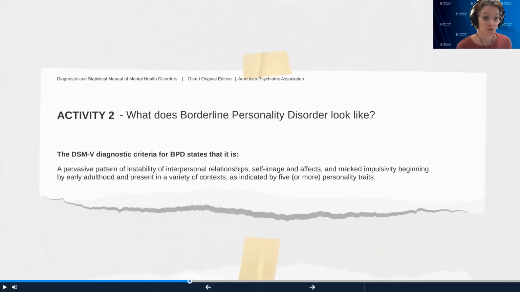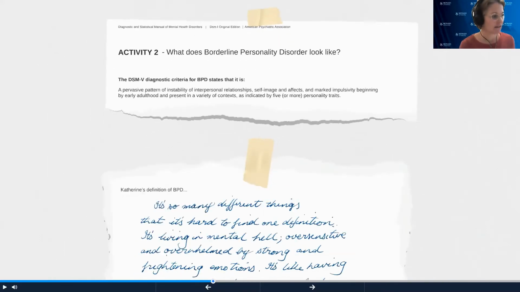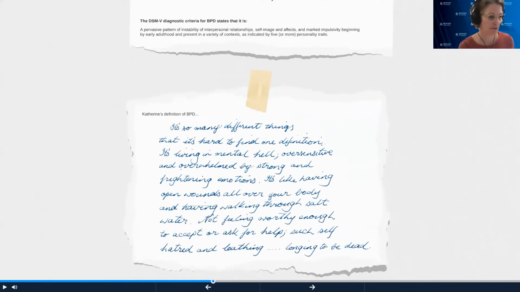So what we also wanted to do across the 6 of them is to reframe the clinical language that we use. So in health professions education, we use the DSM-5 diagnostic criteria, and it states that borderline personality disorder is a pervasive pattern of instability of interpersonal relationships, self-image and affects, and marked impulsivity beginning by early adulthood, and present in a variety of contexts as indicated by 5 or more of the personality traits. So you guys are right, it is a very complex condition. And so we present that to health professional learners, but what does that actually mean? What's Kate's definition of borderline personality disorder?